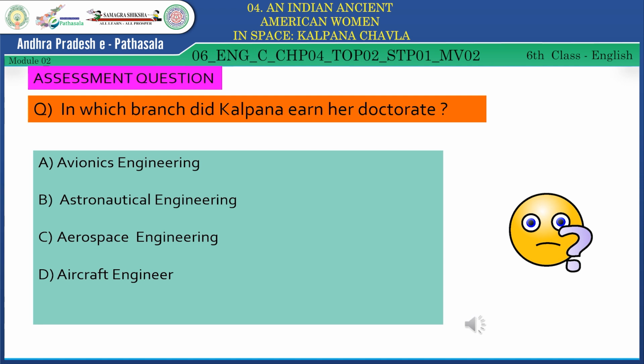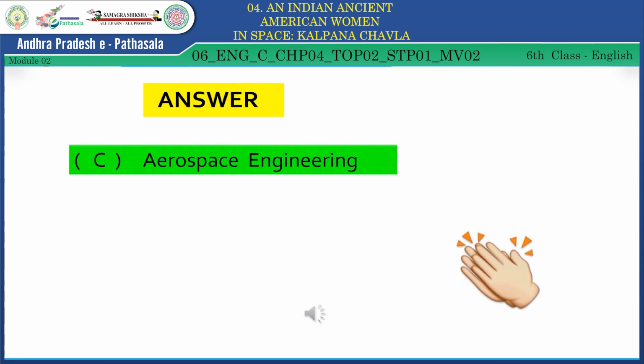Assessment question. The question is, in which branch did Kalpana earn her doctorate? Option A, avionics engineering. Option B, astronautical engineering. Option C, aerospace engineering. Option D, aircraft engineer. Come on children, think and answer. Very good. You are absolutely right. The correct answer is option C, aerospace engineering.